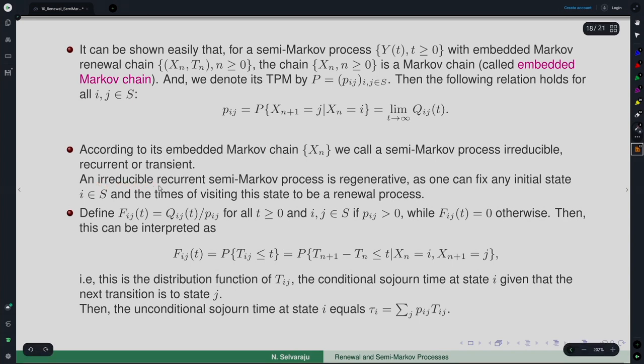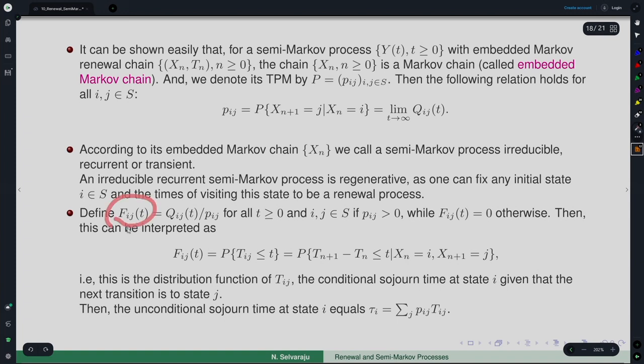So, an irreducible recurrent semi-Markov process is regenerative. We already said the recurrent Markov process is regenerative. An irreducible recurrent semi-Markov process is also regenerative, as one can fix any initial state and the times of visiting this state to be a renewal process, then you get the regenerative process.